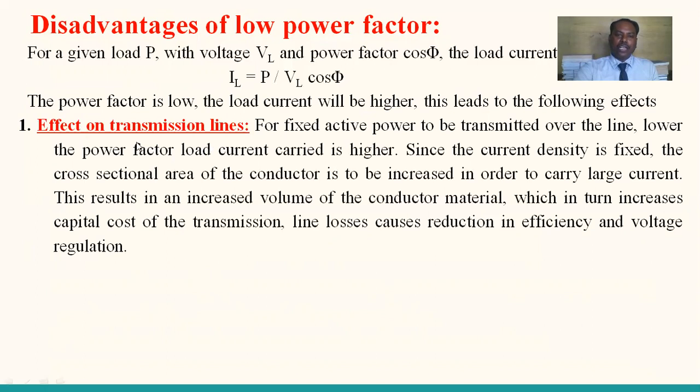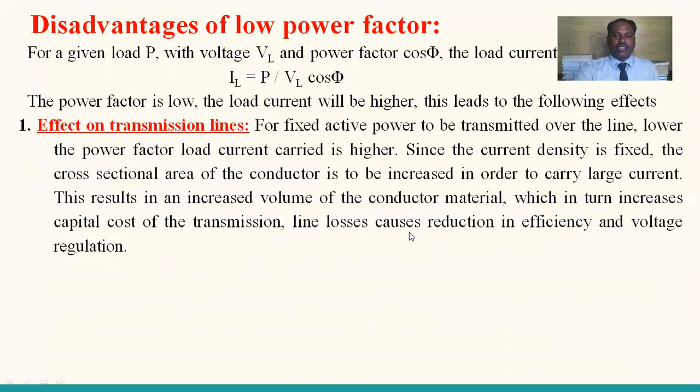So how are the transmission lines affected due to the low power factor? For a fixed active power to be transmitted over the line, the lower the power factor, the higher the load current carried, as per this relation. Since the current density is fixed, the cross-sectional area of the conductor is to be increased in order to carry a large current. This results in an increased volume of the conductor material, which in turn increases the capital cost of the transmission.